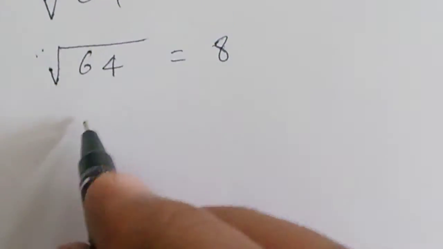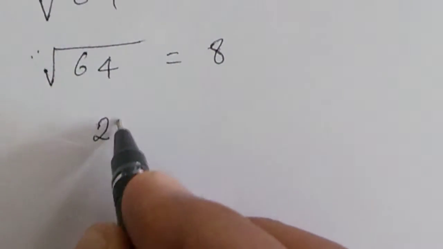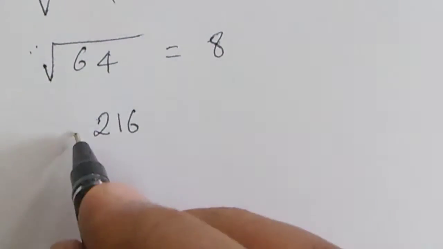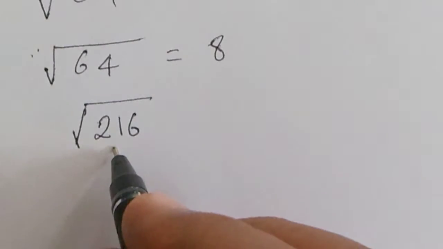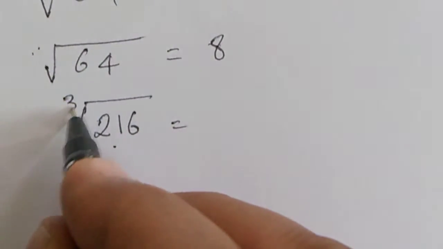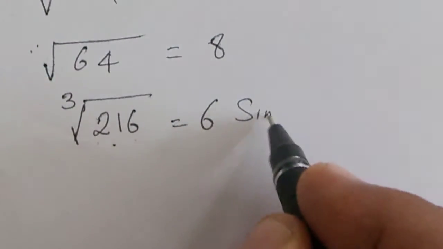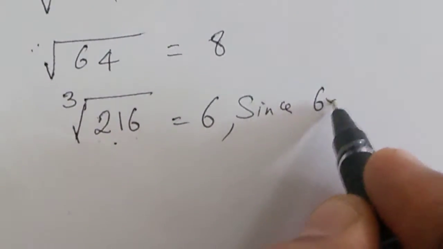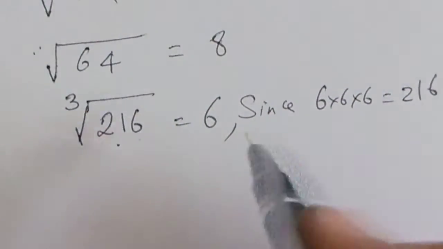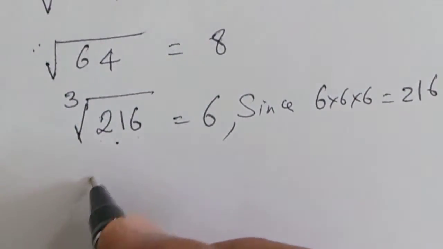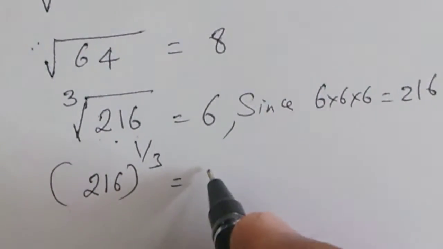Now suppose I go with 216. What is the cube root of 216? Think about it: which number's cube is this? That is 6 cube. So the cube root of 216 is 6 because 6 into 6 into 6 gets you 216. So we can write this as a fractional power also: 216 power 1 by 3 is 6.